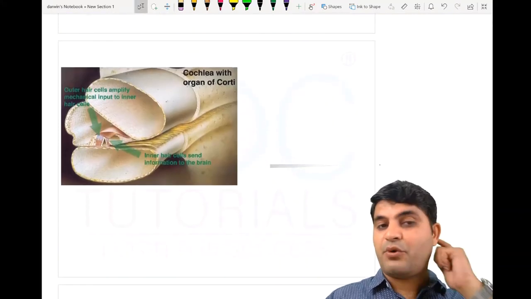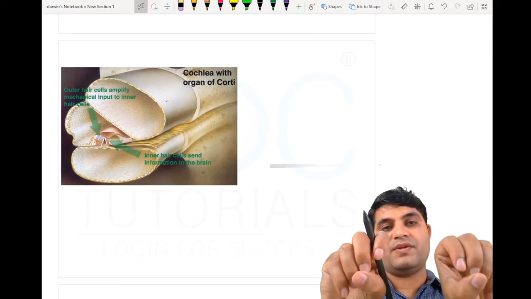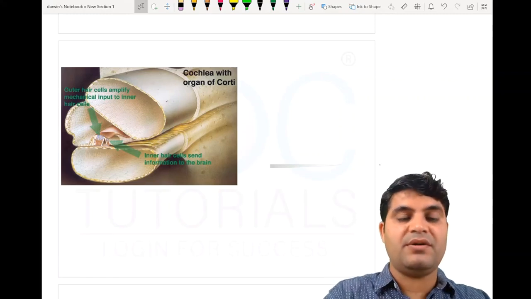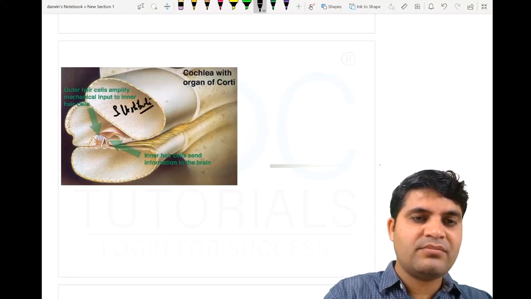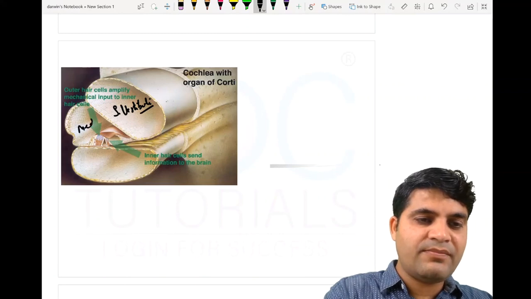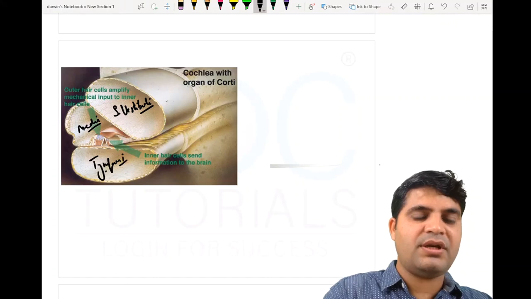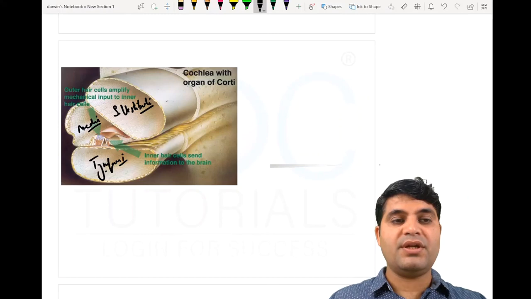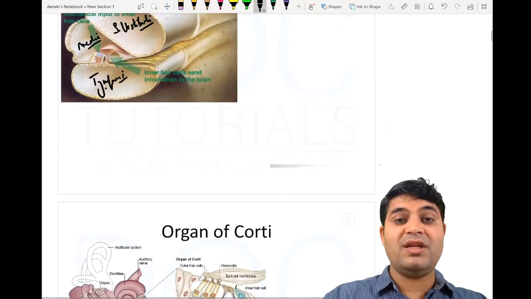Now coming on to the next important thing. You can see what we have done: we have straightened the cochlea like this. The cochlea has three important compartments. This is scala vestibuli, clear, scala media, and this is scala tympani. So you can see, clear, these are the three compartments, and most important, we will be able to see in the next picture.